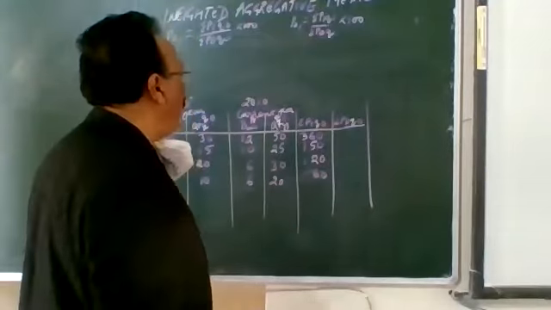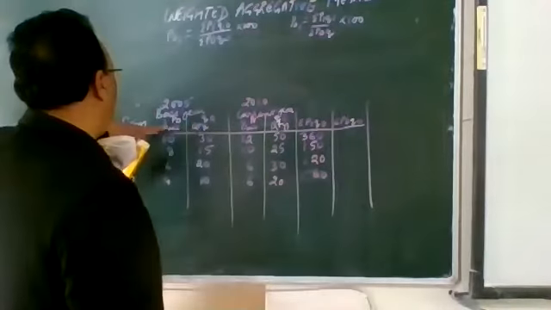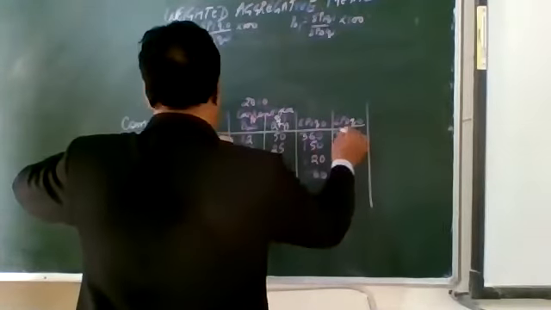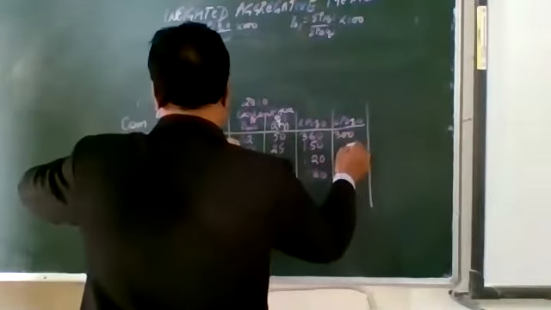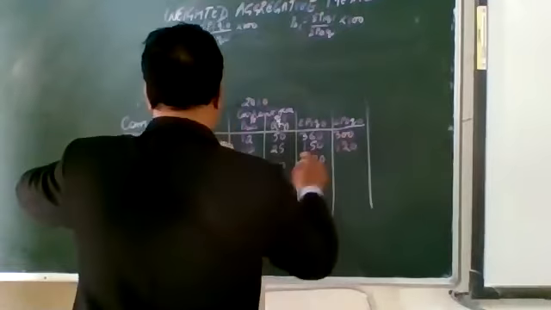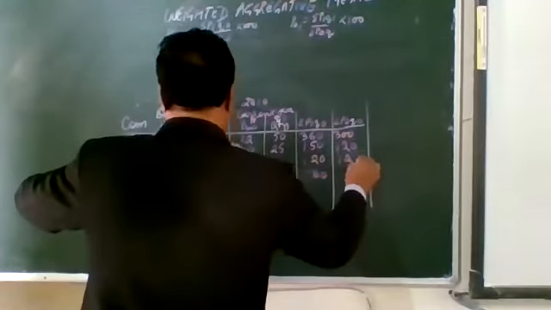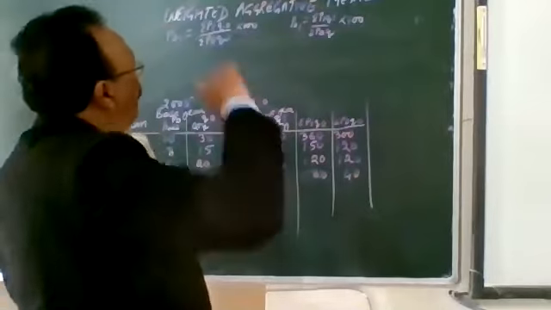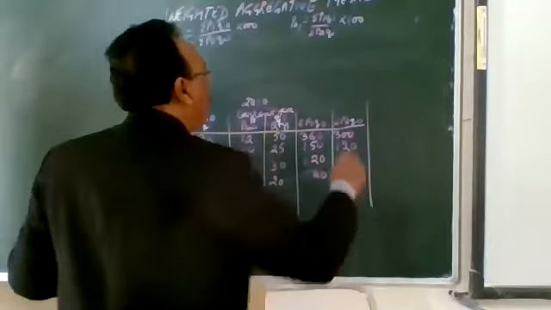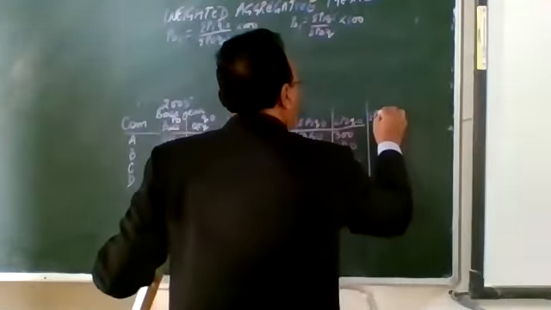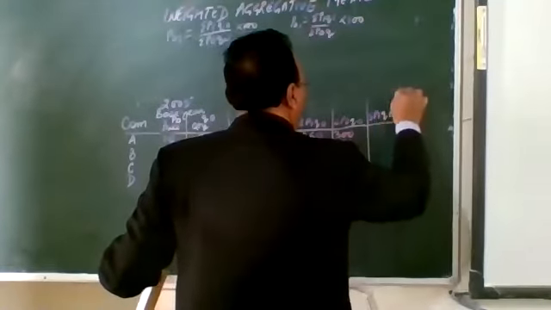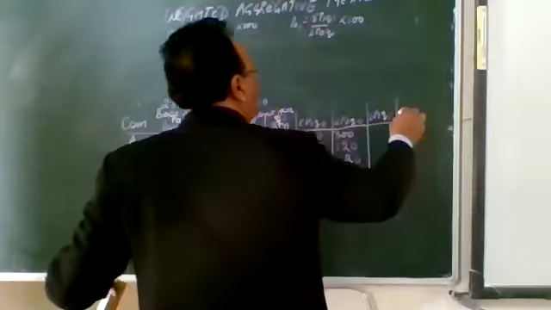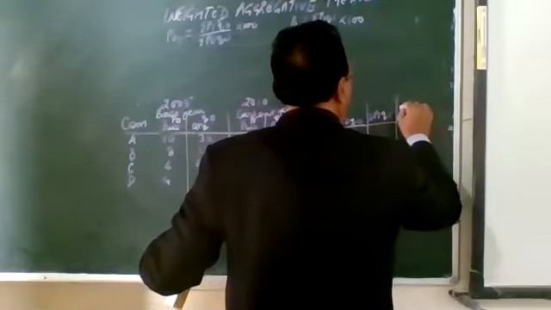Now the next is P0 Q0. Where is P0? P0 and Q0, these two. 30 into 10, 300. 5 8s are 40, 8 12s are 120, 120, and 10 4s are 40. Now we need sigma P1 Q1 and we need sigma P0 Q1.